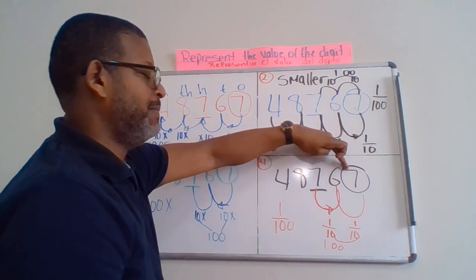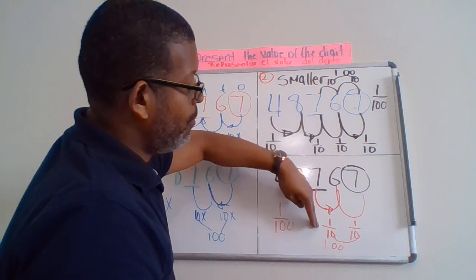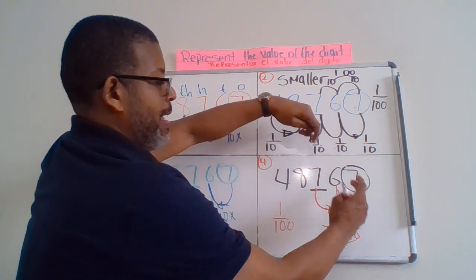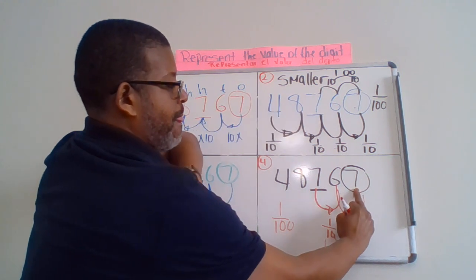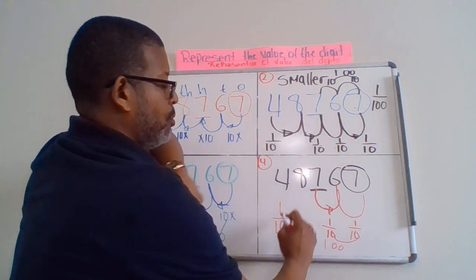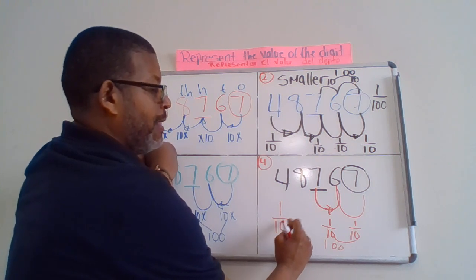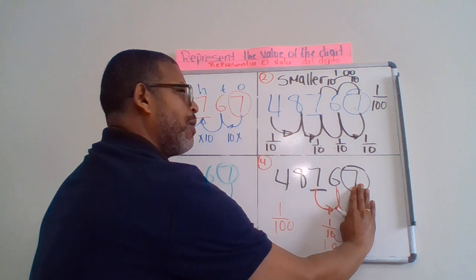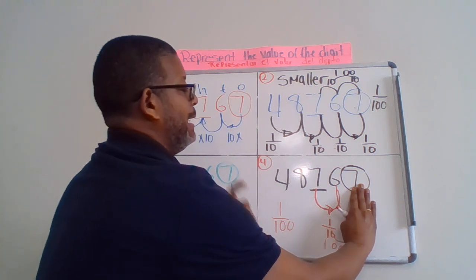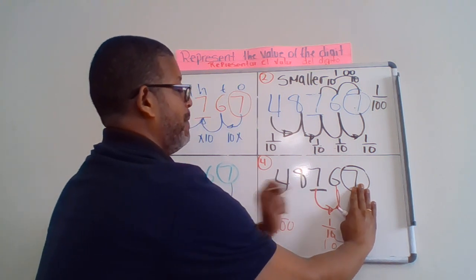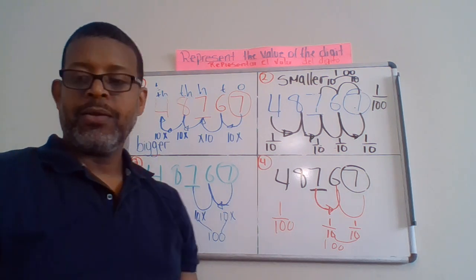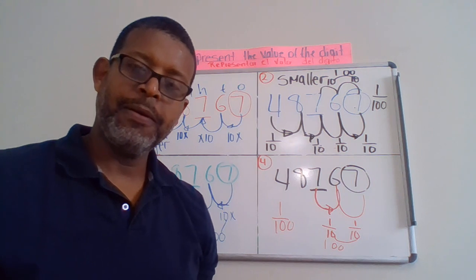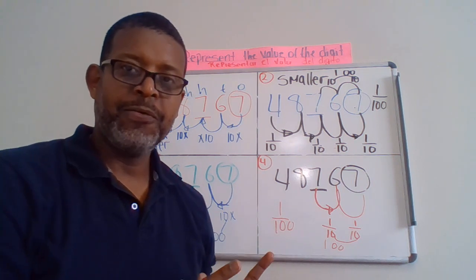100 times smaller than this 7. Again, this 7 right here is 1, 2. That means 100 times smaller than this. This 7 is 100 times smaller than this 7. And that's the way we represent the relationship between numbers.